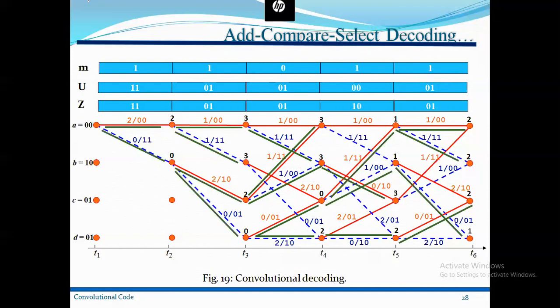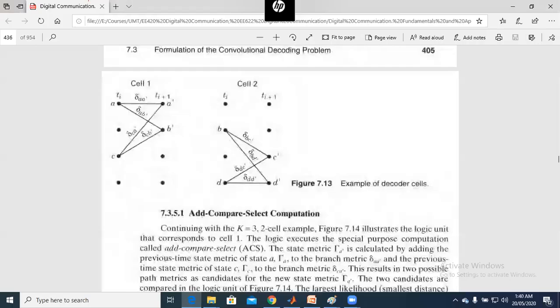So here I'll show you the implementation of this decoder on the hardware. The hardware implementation is shown. Here you can see that we divide the implementation into 2 cells, cell 1 and cell 2.